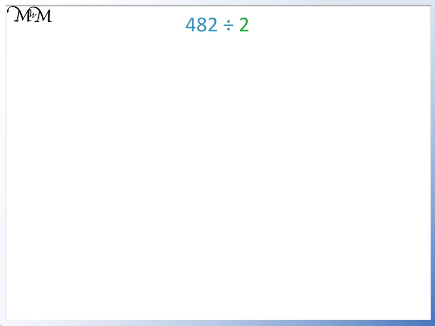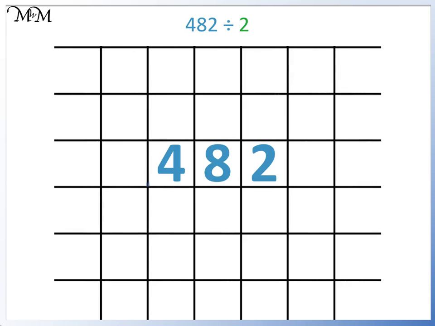482 divided by 2. We start by setting it out like so. We put the number that we are dividing by on the left. Notice that the two numbers are written in a different order to how they are written in the question. We are going to see how many times 2 divides into 4, 8, and then 2. We work from left to right, starting with how many times 2 divides into 4.